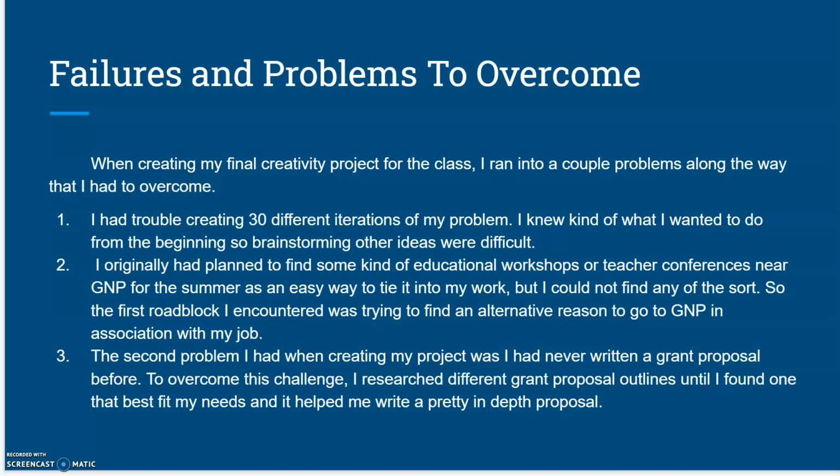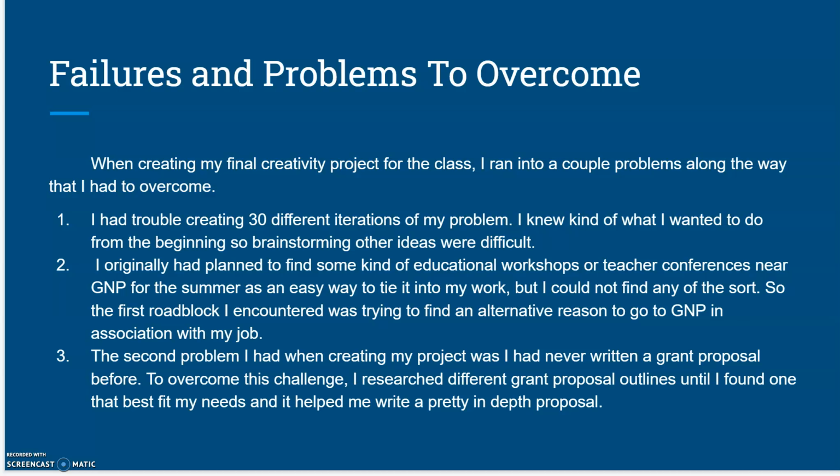So, failures and problems to overcome. I had 3. So the first one is I had trouble creating 30 different iterations of my problem. I knew kind of what I wanted to do from the beginning, so brainstorming other ideas was kind of difficult. 2, I originally had plans to find some kind of educational workshop or teacher conferences near Glacier National Park for the summer for an easy way to tie it into my work, but I couldn't find any.